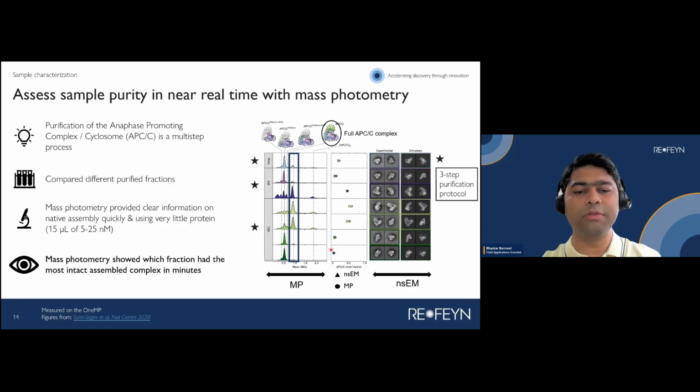These three fractions have a higher proportion of the complex in the sample. So mass photometry gives quick and clear information on complex assembly using very little sample, while in NSEM you might need more sample and it might be more expensive to do the experiment.